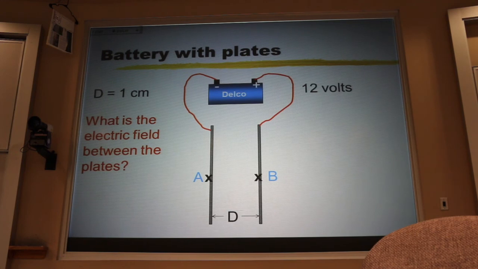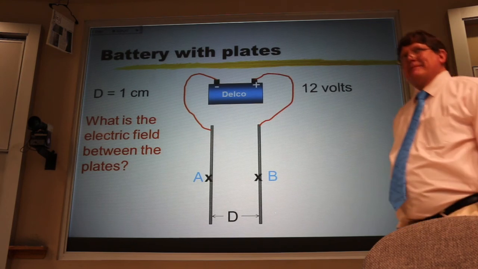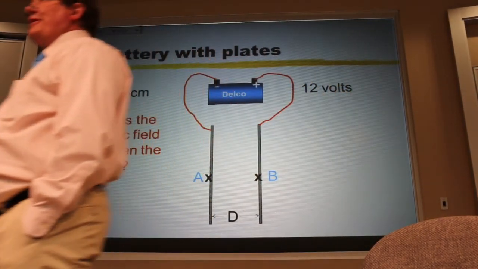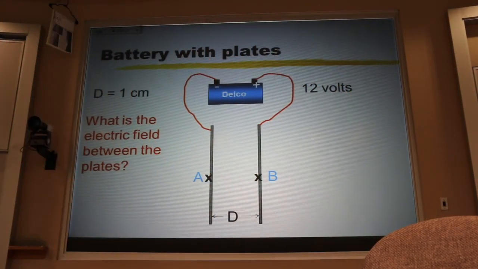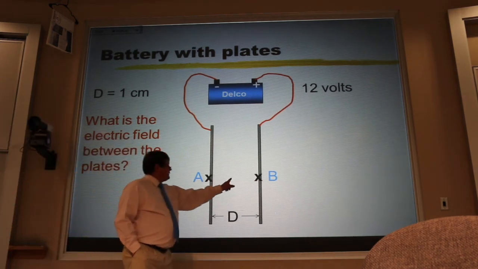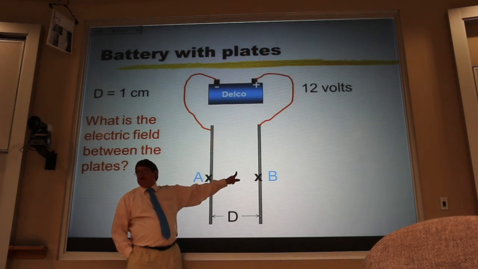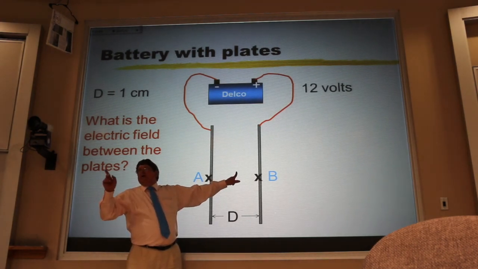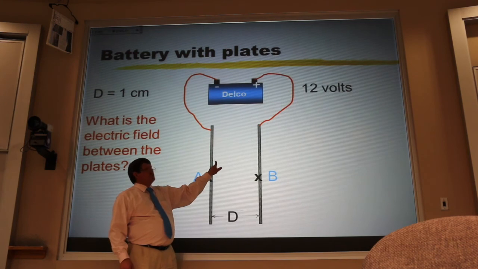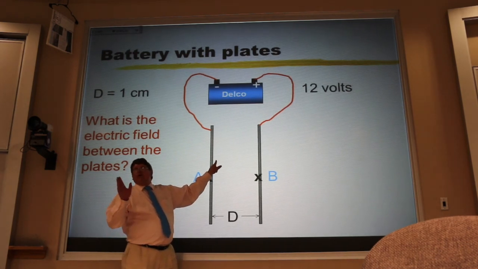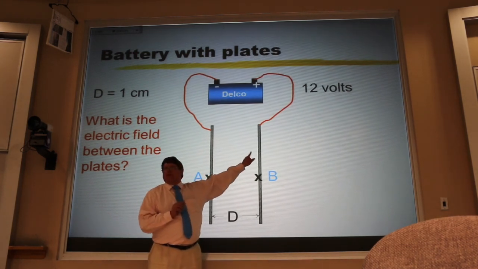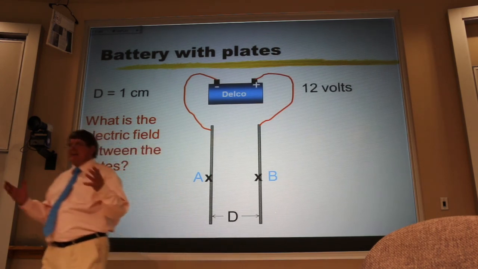Now, if I ask you what is the electric field between the plates, you can find that with the equation. But just an aside, that's not what I'm going to ask you on the exam. I would never ask that. What I would ask is, what's the electric field halfway between the 2 plates? Or, what's the electric field 1 millimeter from the negative plate? Or, what's the electric field 2 millimeters from the positive plate? That's what I'll ask.